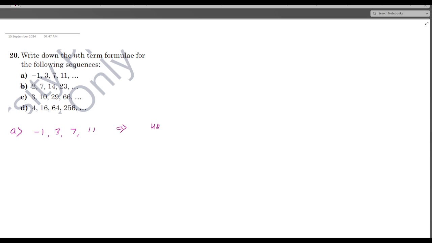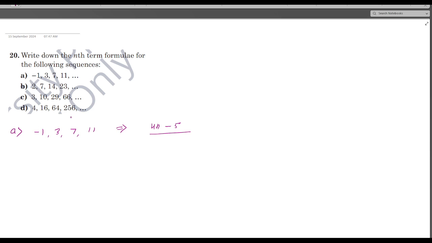If I put n as 1, it is 4. So from 4, if I want to go minus 1, I will subtract 5. So 4n minus 5 is my nth term of the sequence. You can cross check by using n is equals to 2, 3. So if I take n is equals to 3, it is 12 minus 5, 7.